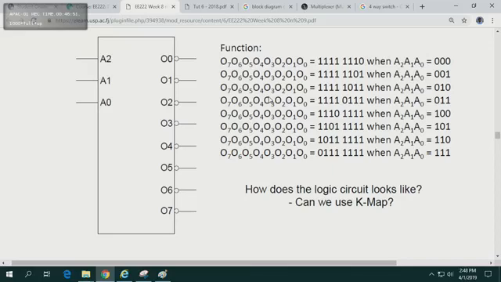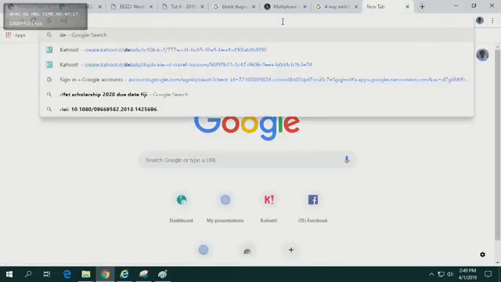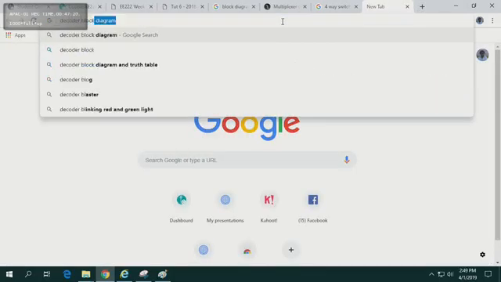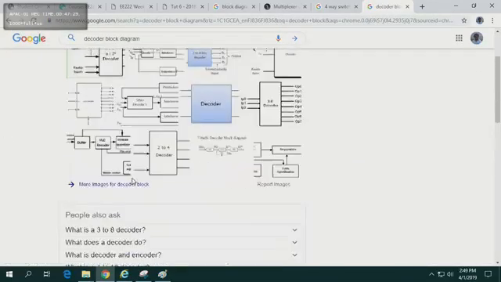So if you have 0, 0, 0, line 0 will be off, everything else on. If you want to turn off, let's say, line 7, it will be 1, 1, 1. If you want to turn off, let's say, line 1, output 1, it will be 0, 0, 1. The concept is very simple. What you've got to think of is this. Okay, there's no switch in this case.